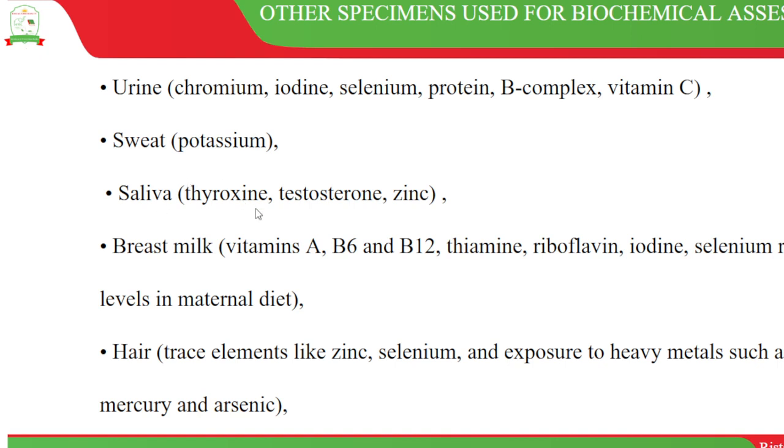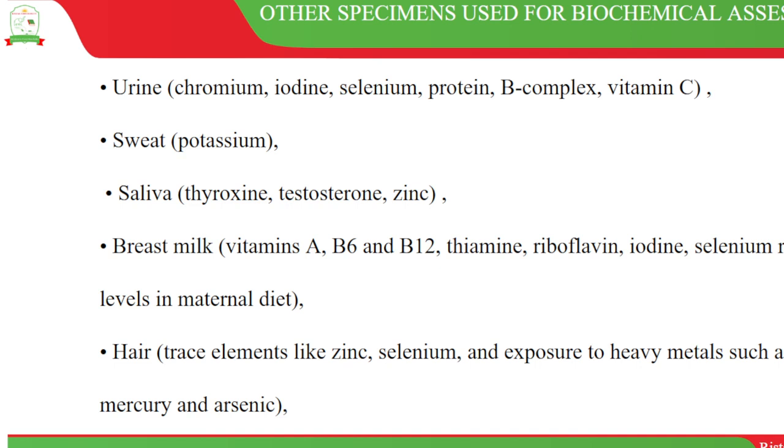Saliva, this is a sample that can be used for thyroxine, testosterone, and zinc levels. Breast milk can be used for vitamin A, B6, and B12, thiamine, riboflavin, iodine, and selenium, and this reflects the levels in the maternal diet, and not in the child. So if you want to find that of the child, you definitely have to assess the child's blood sample.